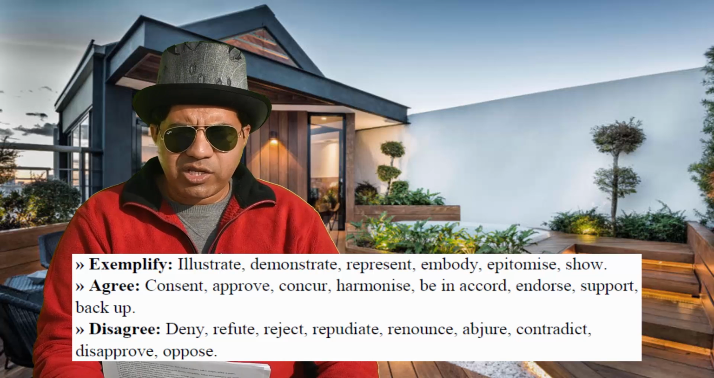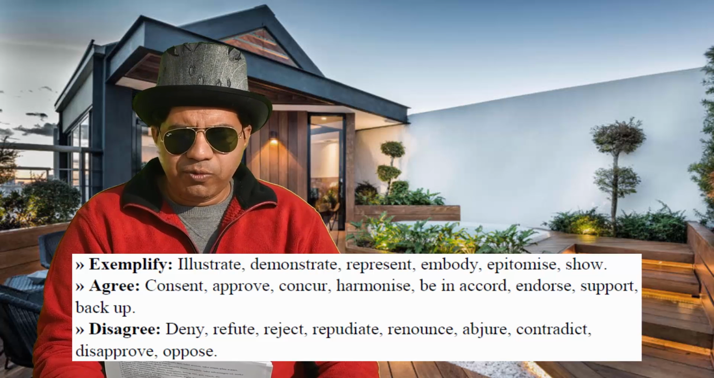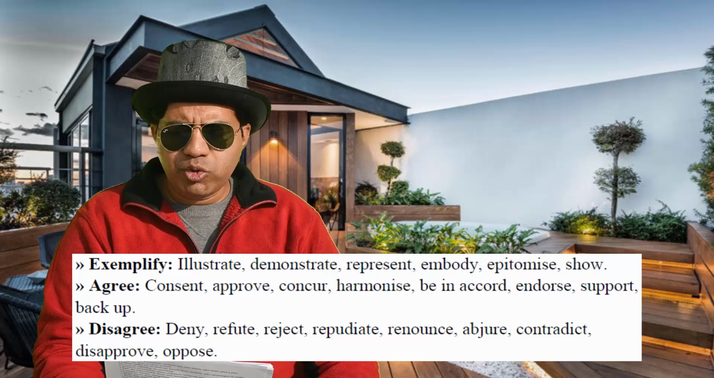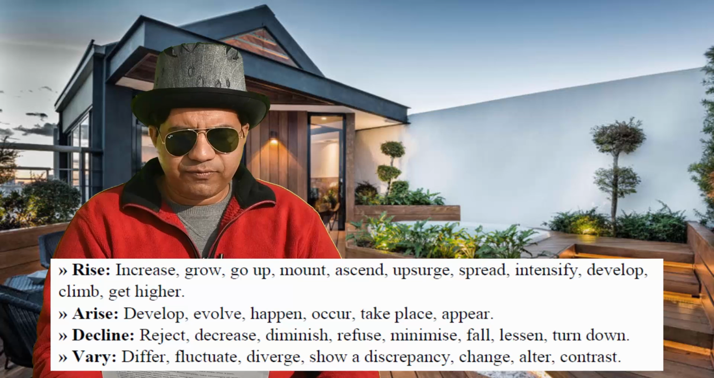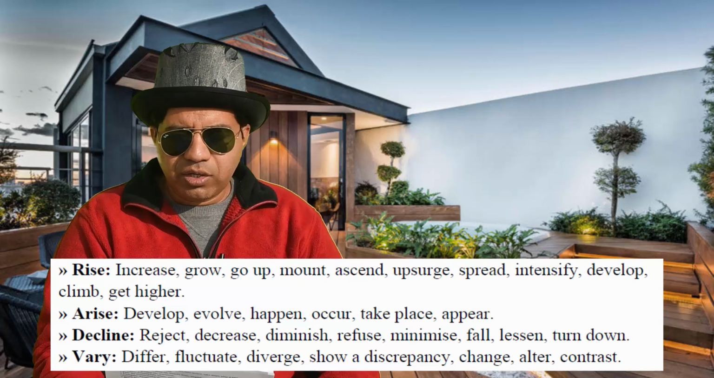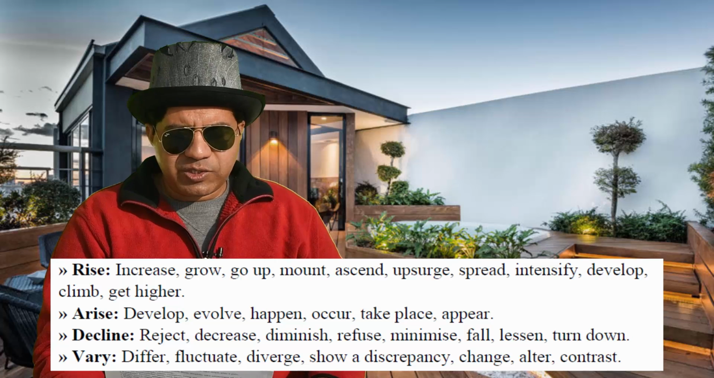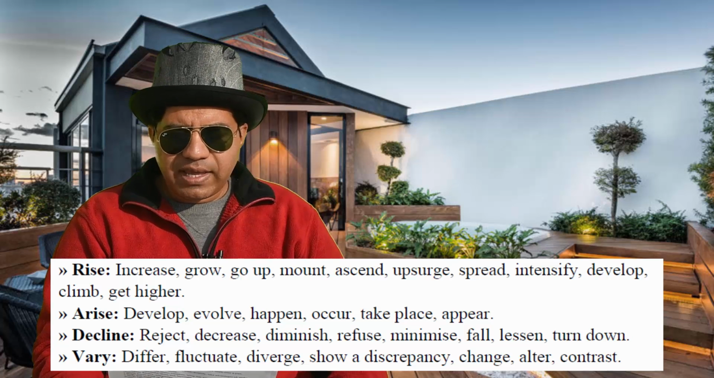For disagree, you can say deny, refute, reject, repudiate, renounce, abjure, contradict, disapprove, oppose. For rise, you can say increase, grow, go up, mount, ascend, upsurge, spread, intensify, develop, climb, get higher. For arise, you can say develop, evolve, happen, occur, take place and appear.